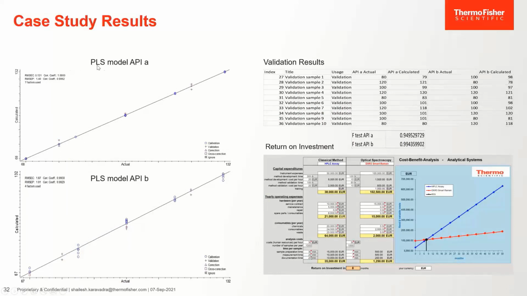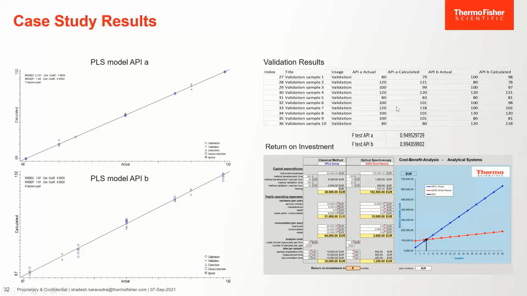When we look at the results, for API A, we created a partial least square PLS model, and we got a root mean square error of prediction of 1.40 with a correlation coefficient of 0.996. And for API B, 0.9929 was the correlation coefficient, and the root mean square error of prediction was 1.91. Models were built with 7 factors for API A and 4 factors for API B. When we look at the validation results, we can clearly see the API A actual and API A calculated, and the API B actual and API B calculated.